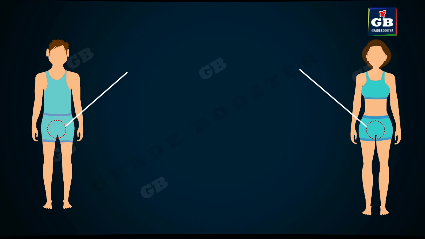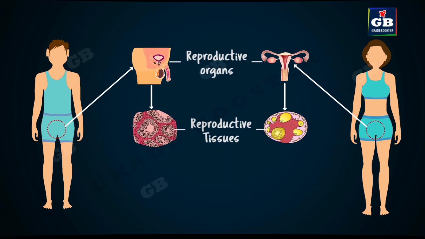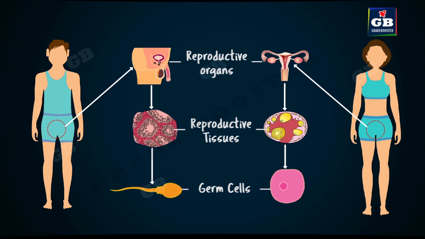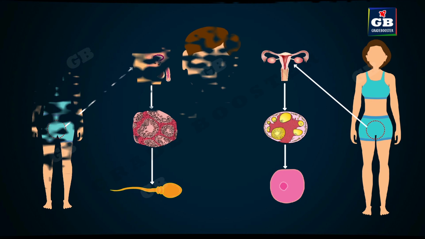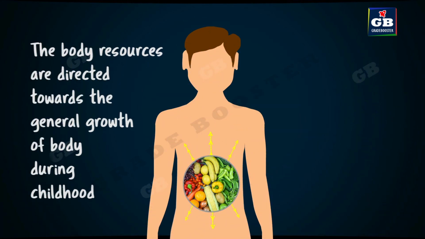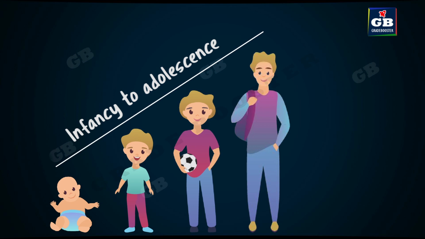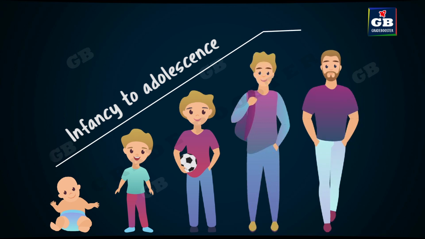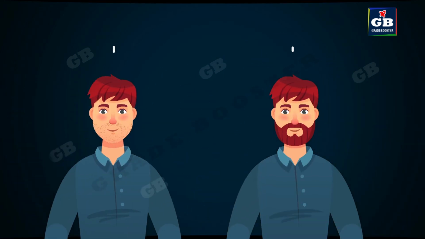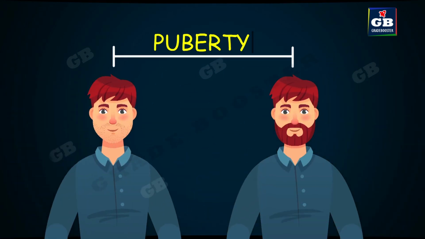Boys and girls are born with some special tissues that can produce germ cells. But this tissue is not matured until they reach some age. During childhood, the resources like the food are mostly used by the body for general growth. That is why there is a rapid growth in children between the age of 2 to 12 years. After some years, the general body growth begins to slow down and the reproductive tissues begin to mature. This period during adolescence is called puberty.